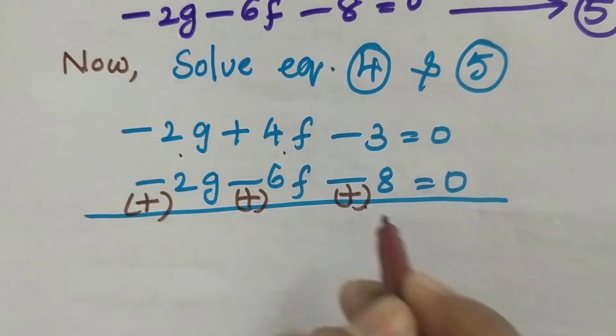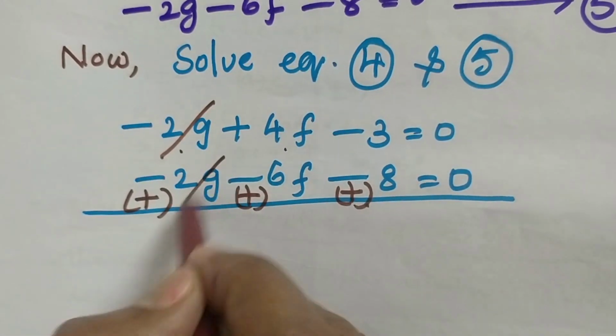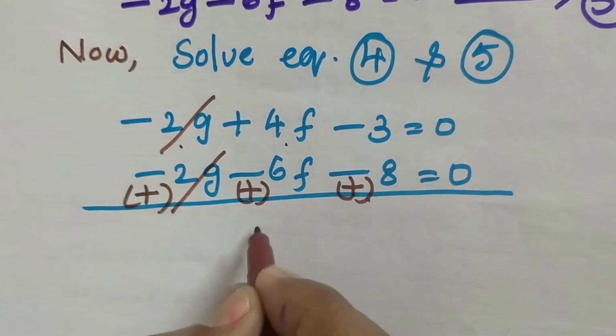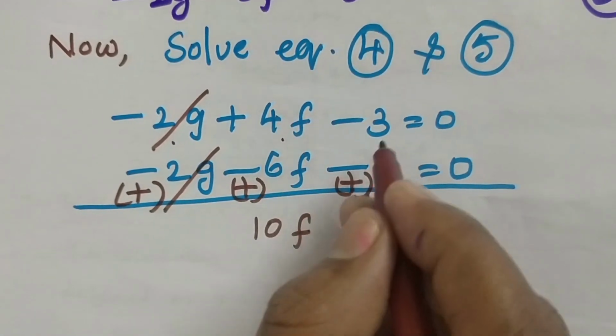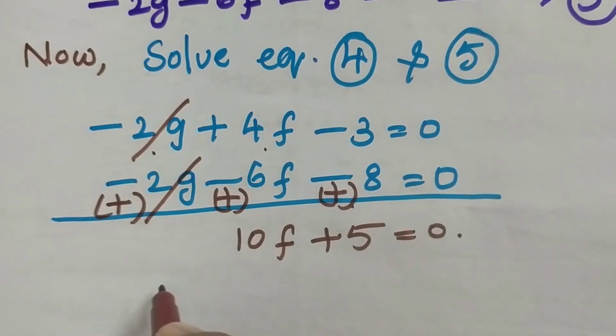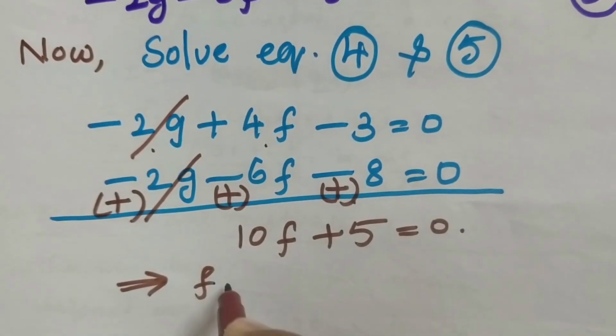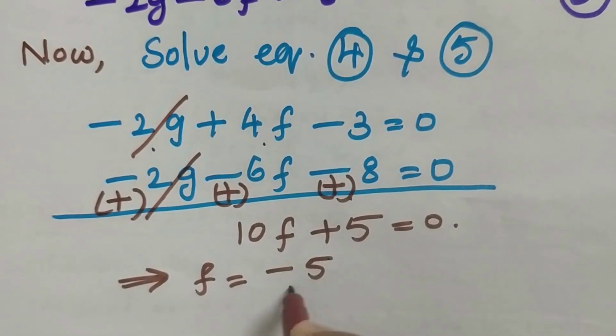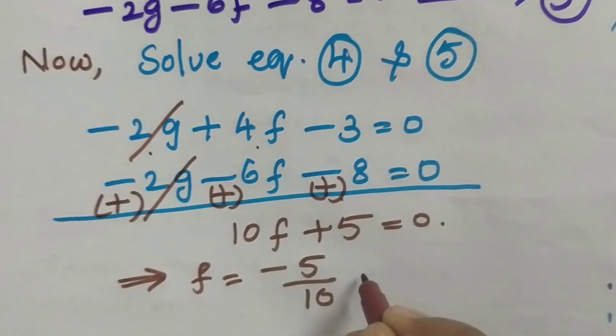Minus 2G plus 2G get cancelled. This becomes 10F. This one is plus 5 is equal to 0. This gives us F is equal to minus 5 by 10, or F is equal to minus 1 by 2.